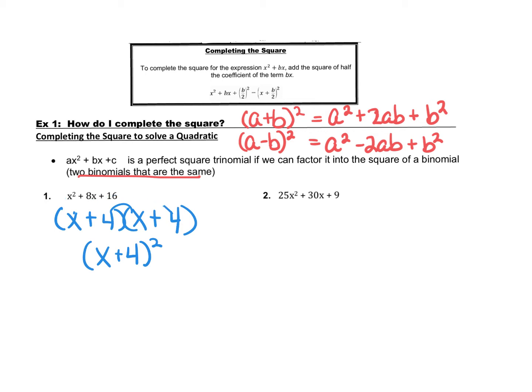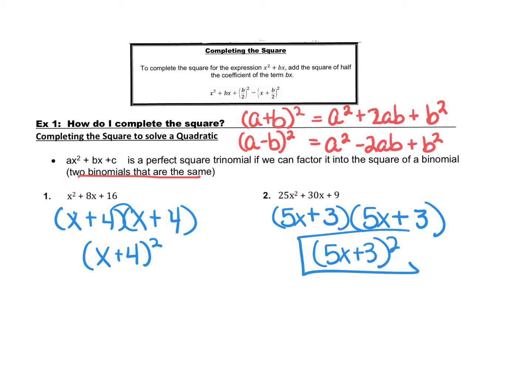So let's go ahead and take a look at our next one. I have 25x squared plus 30x plus 9. And again, let's notice that the square root of 25 is 5 and the square root of 9 is 3. And so I'd have 5x, and I'm going to have 5x here, and I have a 3 and a 3 to make up the 9. And so I'll have 5x plus 3 squared for this one here.